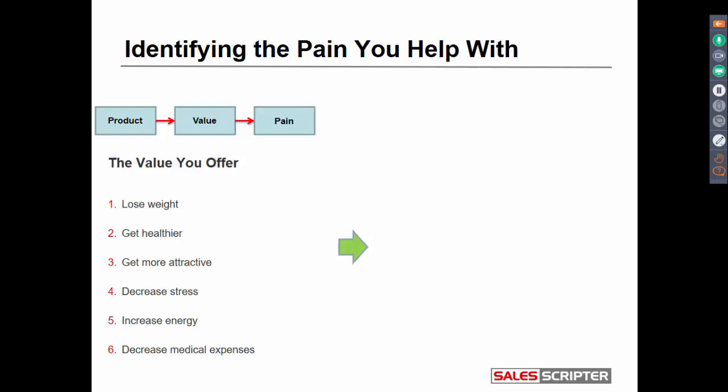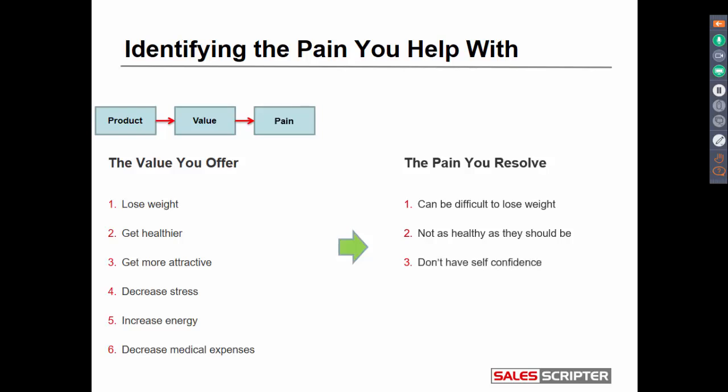So if I improve this, then I help to make this thing on the other side go down, right? If we help someone to lose weight, we might help to decrease the challenge that it can be difficult to get healthier and to lose weight. If you help someone to get healthier, they might have the challenge that they're not as healthy as they should be. If you help someone to become more attractive, they might be living every day of their life without a high level of self-confidence. If you help them to decrease stress, maybe they have a very stressful life with their kids and their work and their spouse and finances, and they can't sleep at night.